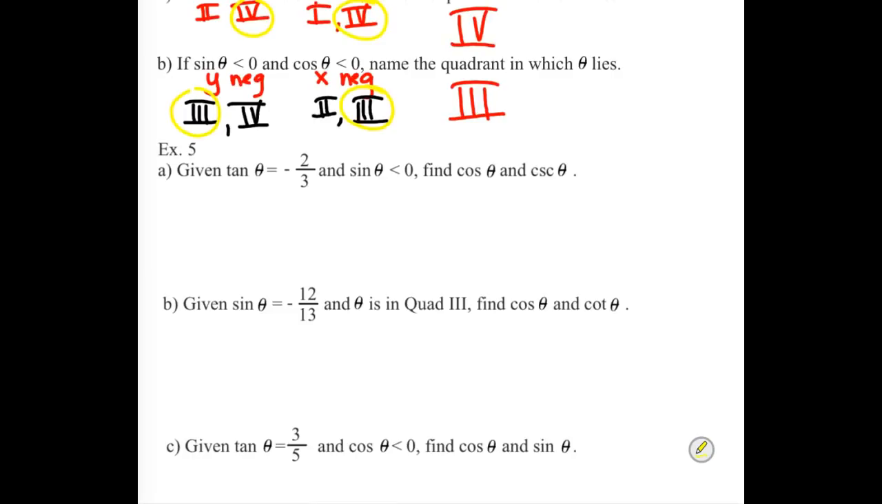All right. What we can do with that information. It says, given that tangent of theta is negative 2/3 and the sine of theta is also less than 0 or negative, they want us to find cosine and cosecant. So again, we're going to picture what quadrant we need to be in. So tangent is negative. Tangent is negative in quadrants 2 and 4. Sine is negative in quadrants 3 and 4. So our overlap must be that we are in quadrant 4.